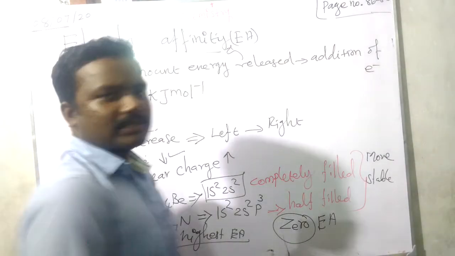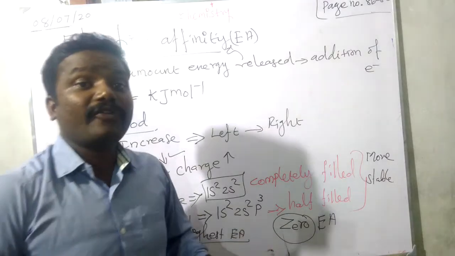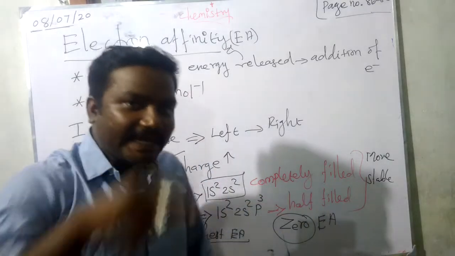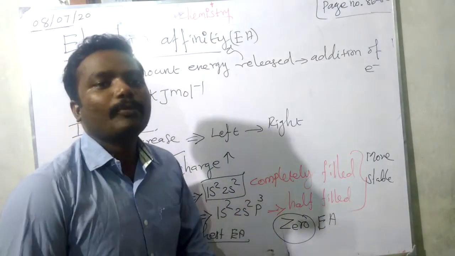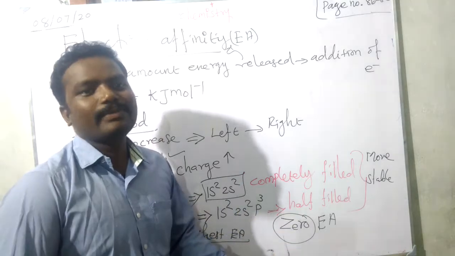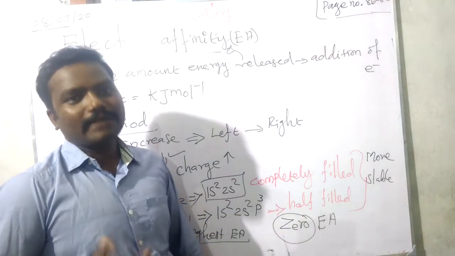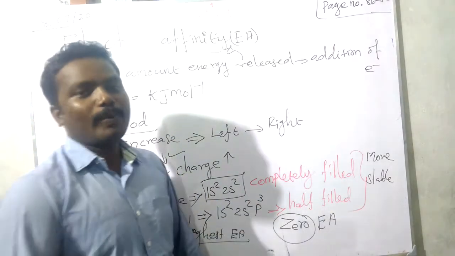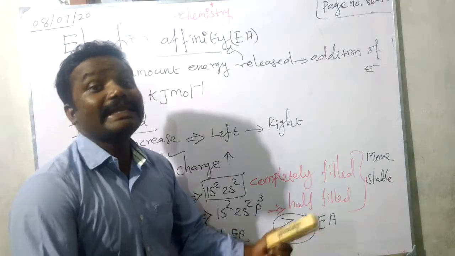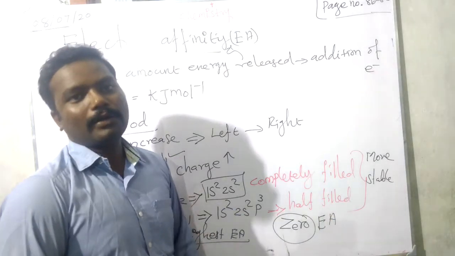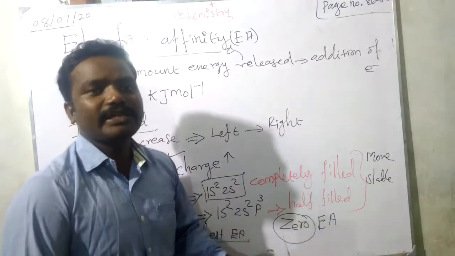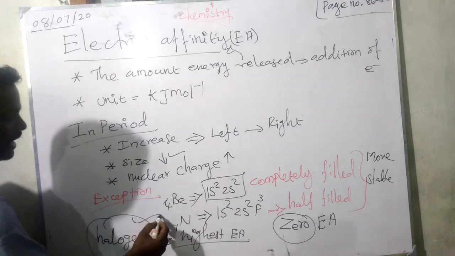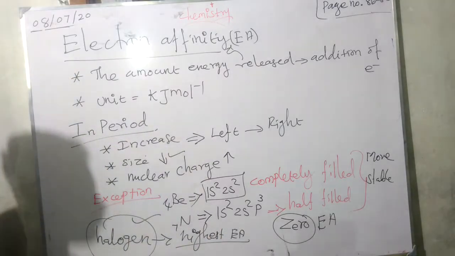Why do halogens have the highest electron affinity? Already they have 7 electrons in the last shell. An element having 8 electrons in the last shell will be more stable, similar to that of noble gases. That's why the halogen needs only one more electron to attain a noble gas configuration. That's why they are eager to add one electron. So it will release more energy to add an electron. That's why halogens generally have the highest electron affinity.